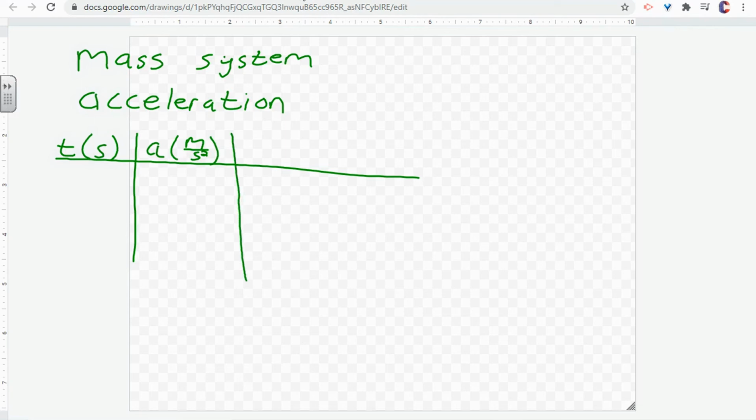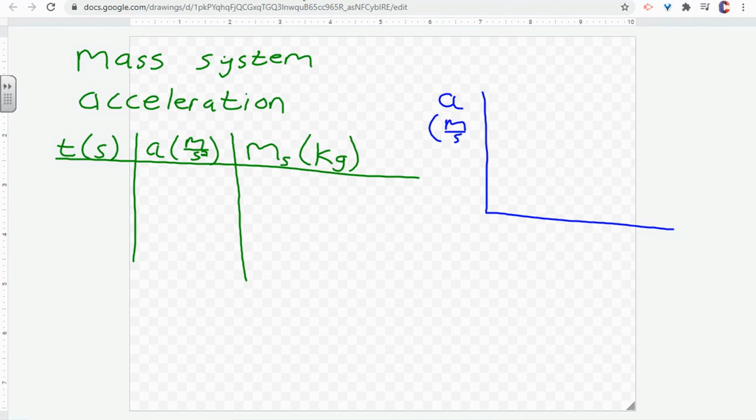Then you are going to have the mass of the system. So the mass of the system is the mass of the car plus the mass of the hanger. So we're just going to put a little subscript of S for mass of the system, and that is going to be measured in kilograms. Once you have your data table completed, you are going to plot a graph. So that graph is going to be graphed with the acceleration on the vertical axis and the mass of the system on the horizontal axis.